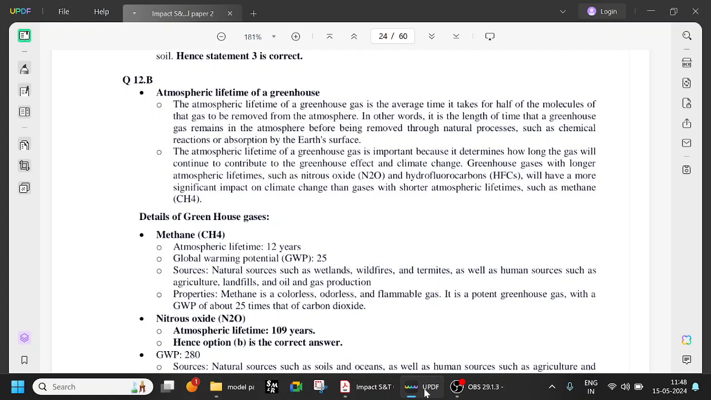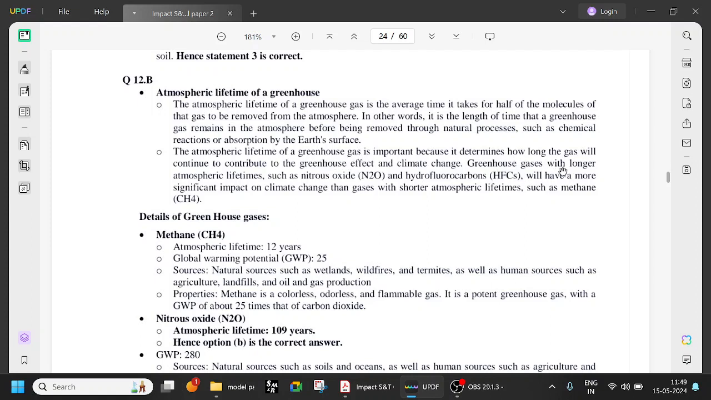So the atmospheric lifetime of a greenhouse gas is the average time it takes for half of the molecules of that gas to be removed from the atmosphere, not the full amount. In other words, it is the length of time that a greenhouse gas remains in the atmosphere before being removed through natural processes, such as chemical reaction or absorption by the Earth's surface. So the atmospheric lifetime of a greenhouse gas is important because it determines how long the gas will continue, and as long as the gas continues, it will contribute to the greenhouse effect.